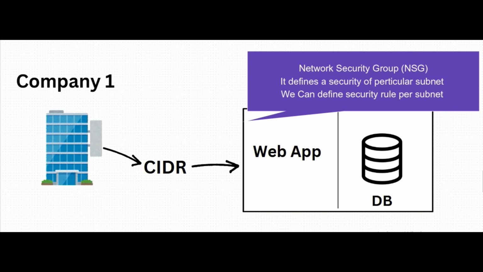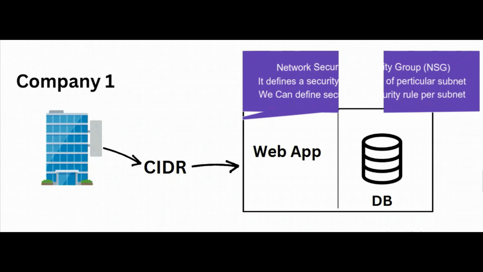NSGs are used. These are a set of rules that define which traffic is allowed. The NSG is mostly used to decide the rules. With the help of an NSG, we can define whether traffic is allowed or denied.